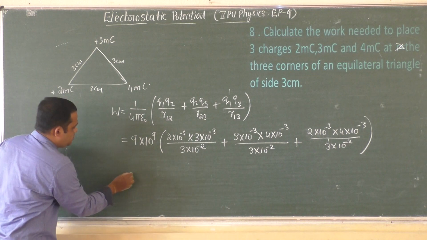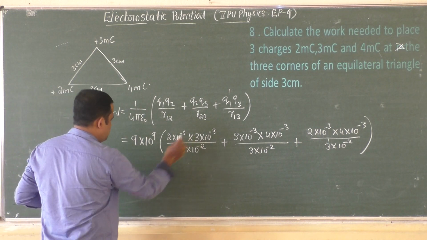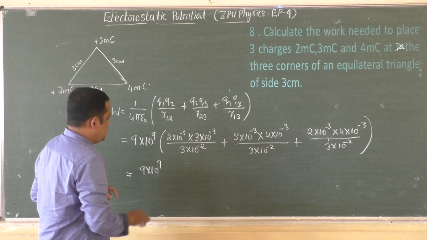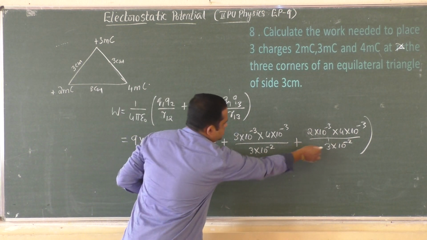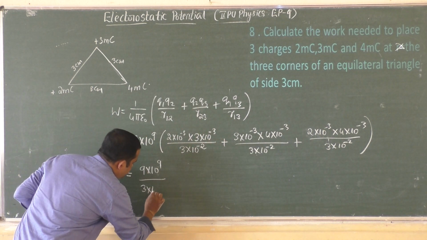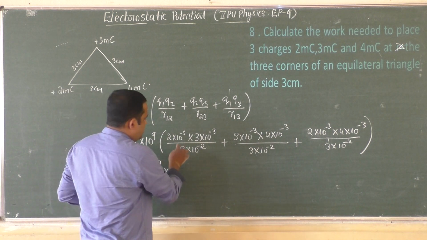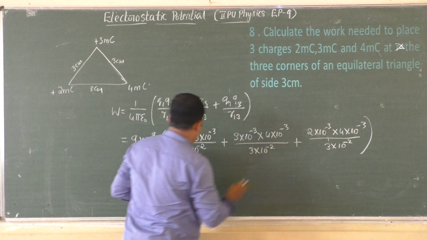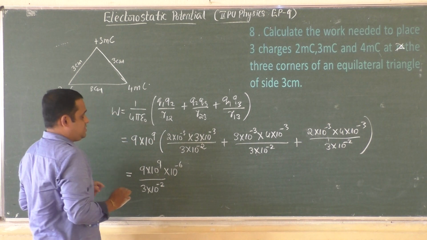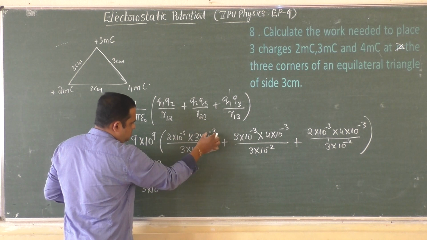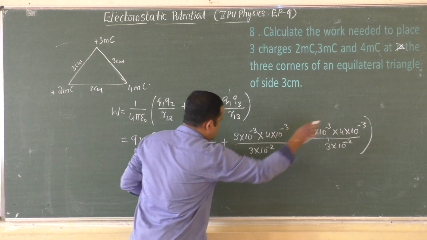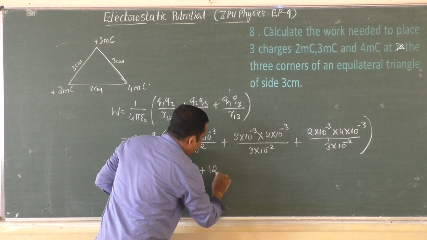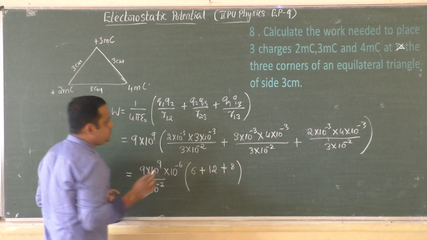Okay, so that is equal to 9 into 10 to the power 9. See here, 3 into 10 power minus 2 is in every term, so I can take it outside. 10 power minus 6 is there in each term, therefore I can take it outside. In each term there is 10 power minus 6, into 2 into 3, 6, plus 3 into 4, 12, plus 2 into 4, 8.